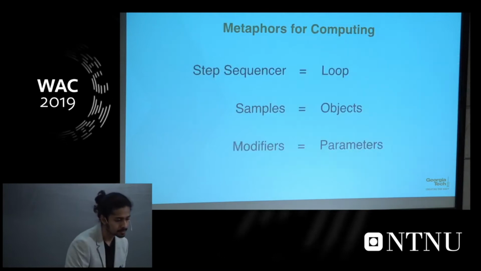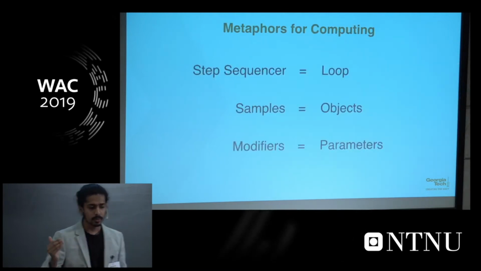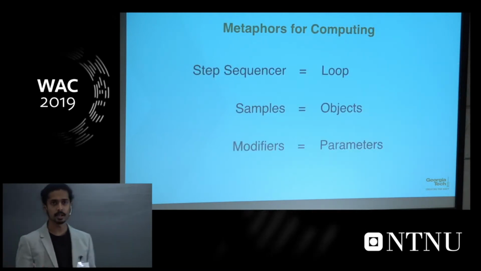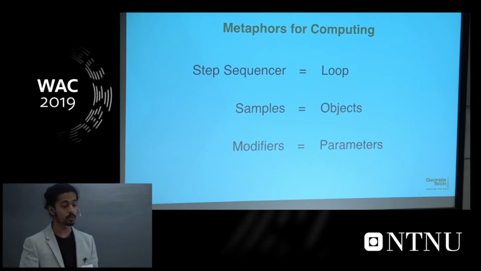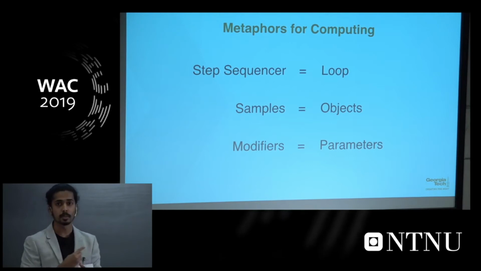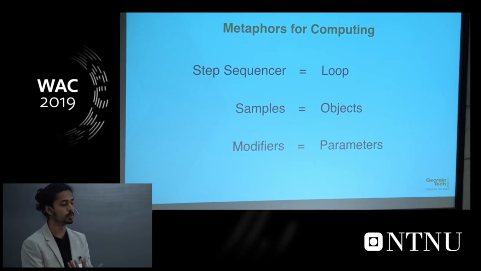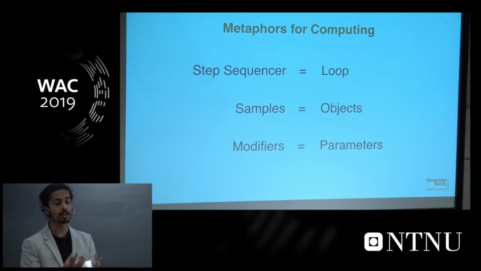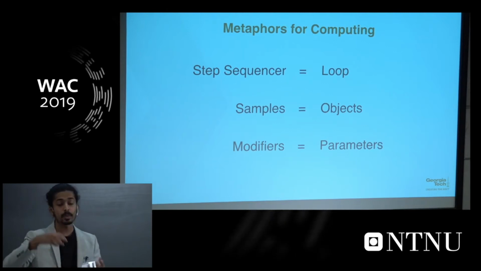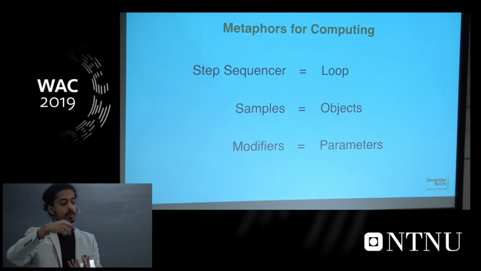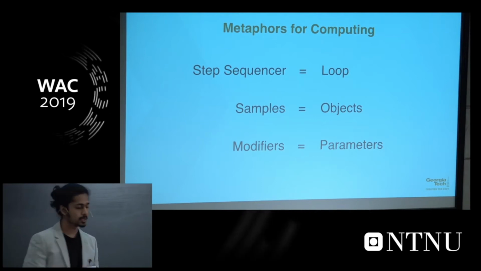So the question is, how does this help in computing or computer science? It's all about the metaphors for computing. The step sequencer is a metaphor for the computational loop. Then you have the samples, which act as objects in object-oriented programming, and the modifiers are parameters which you provide to these objects.